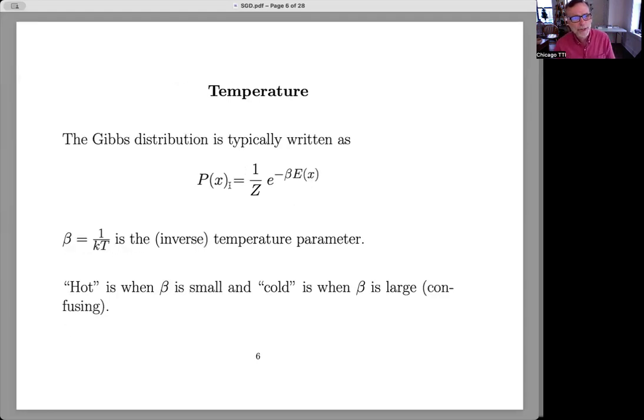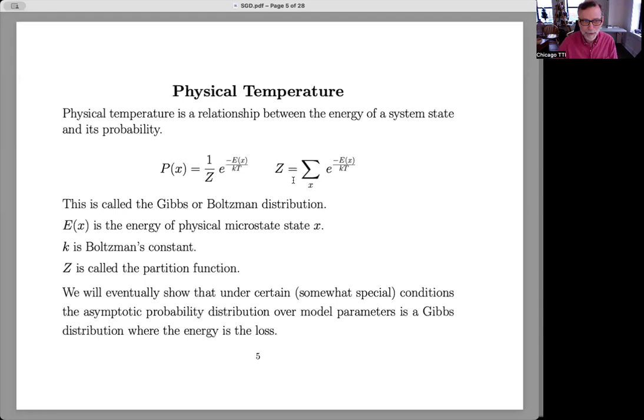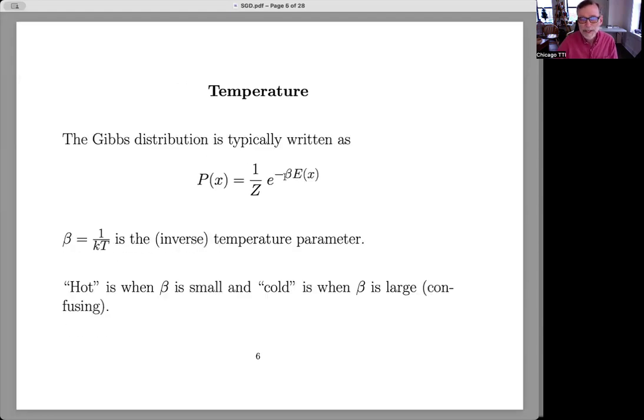So the Gibbs distribution is often written with 1 over kT as the constant in this exponent. Physicists and deep learning people write this with a temperature parameter beta, which is equal to 1 over kT. And it's the inverse temperature parameter. And it's very confusing, because small beta corresponds to being hot, and large beta corresponds to being cold, right? Because it's this inverse relationship.